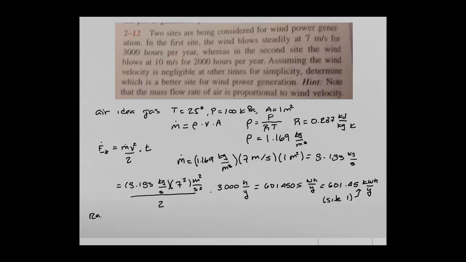If we repeat for side 2, we will have that the power that we are going to get is 1,169 kilowatt hour per year. So because of this, side 2 is the best one.